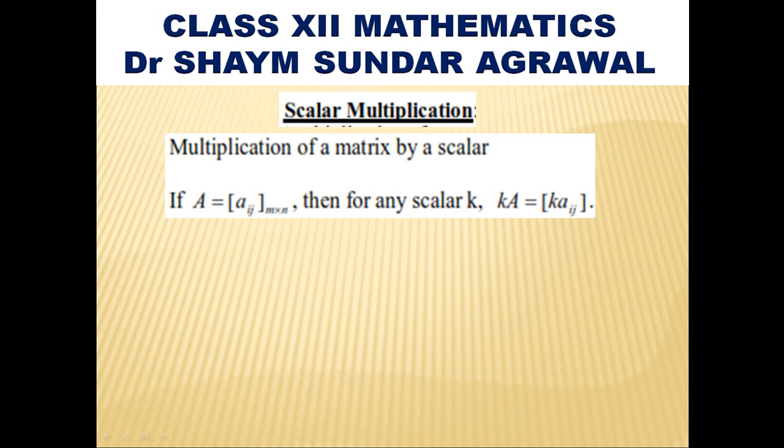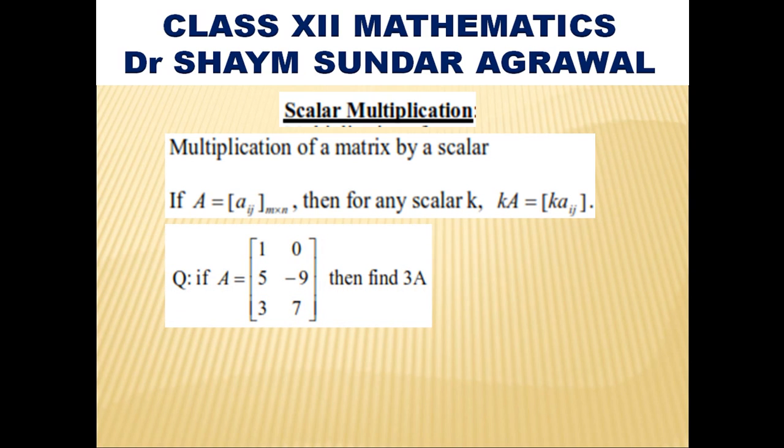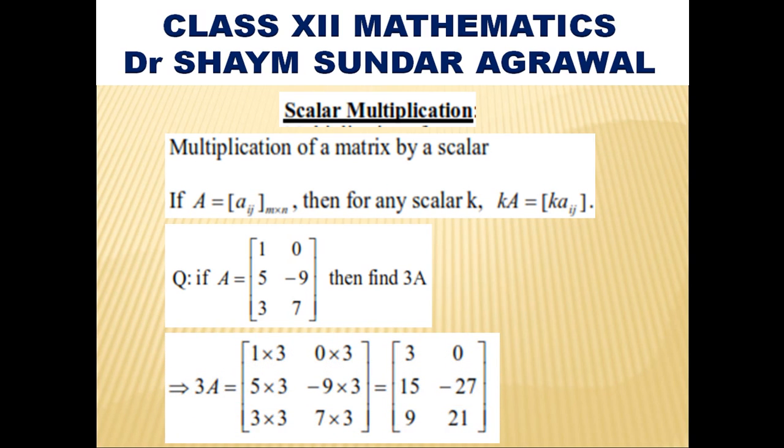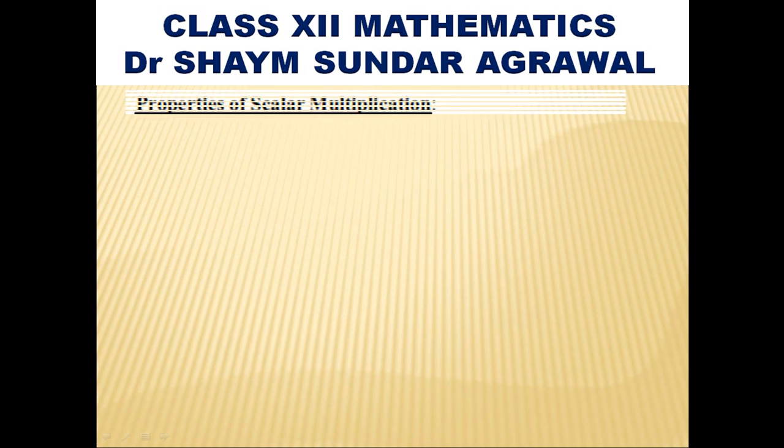So, let us take an example. If A is equal to [1 0; 5 -9; 3 7], then what about 3 times that matrix? We have to multiply each and every element by 3. So, 1 into 3, 0 into 3, 5 into 3, minus 9 into 3, 3 into 3, 7 into 3. That is the same as [3 0; 15 -27; 9 21]. So, this is a very simple one. Next, similarly, properties of this scalar multiplication.